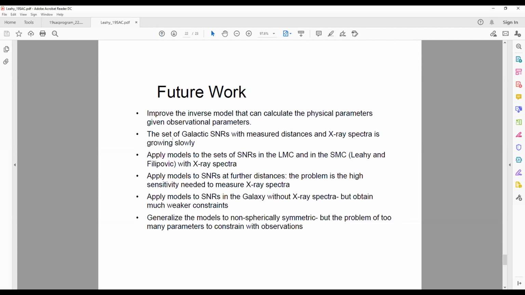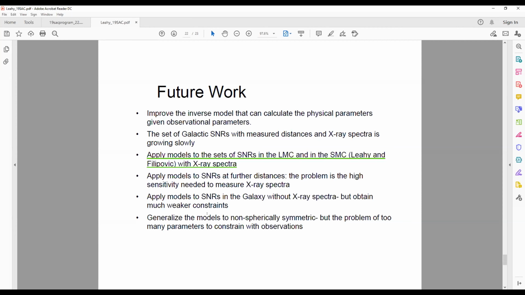I don't think the data set is going to grow quickly. The biggest possibility to expand this is to revisit LMC and SMC and perhaps M31 and do other samples, and just see how different the SNRs in the galaxy and the LMC and SMC are.